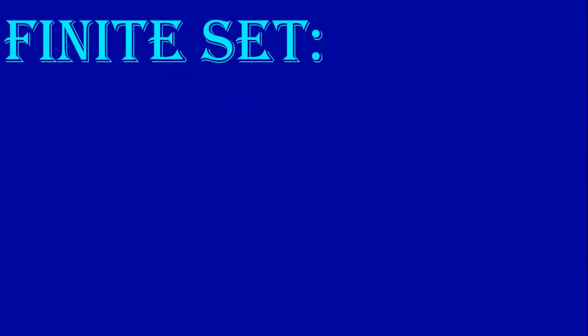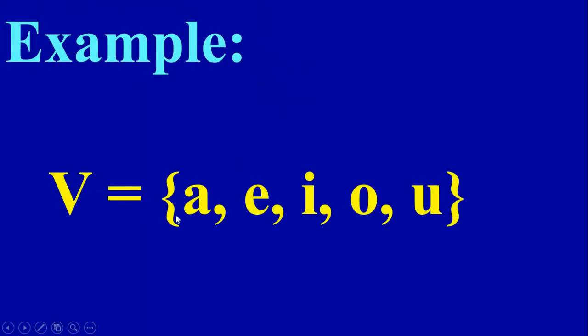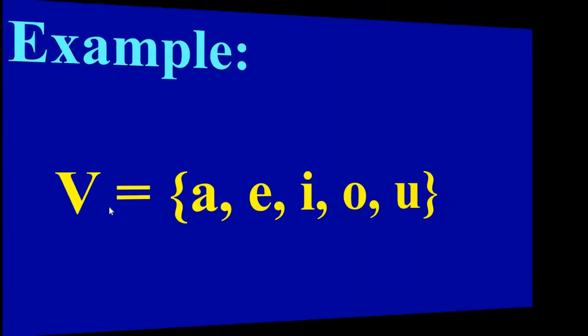So next type, it is finite set. A set which is empty or consists of a definite number of elements is called a finite set. So the empty set is also a finite set, or a set which consists of a definite number of elements. It should be a definite number, then only it is called a finite set. So we take an example. Suppose you consider V, the vowels a, e, i, o, u. There are only 5 vowels, therefore this is a finite set.